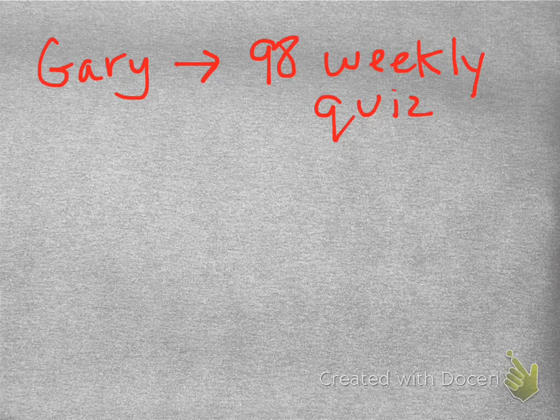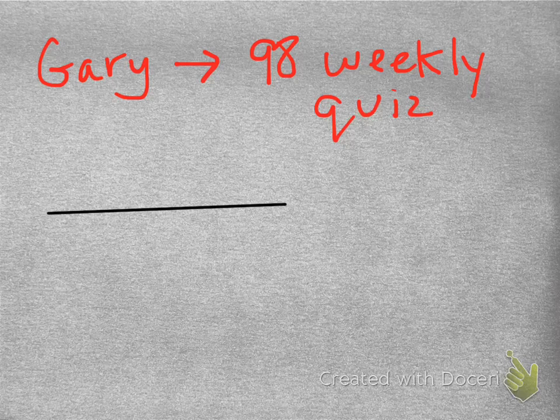Okay, let's look at the example from the book. Gary states that he scores a 98 on his weekly quizzes. On average, he says he scores a 98. So in step 1, what we're going to do is make a stem and leaf chart with his scores.